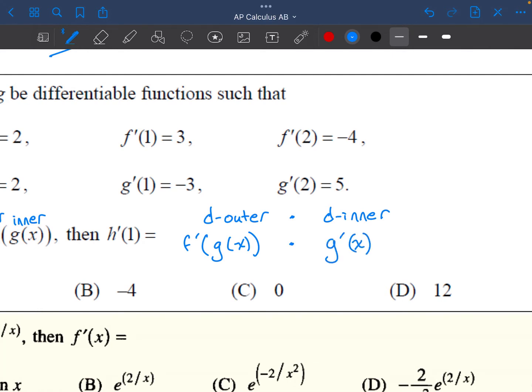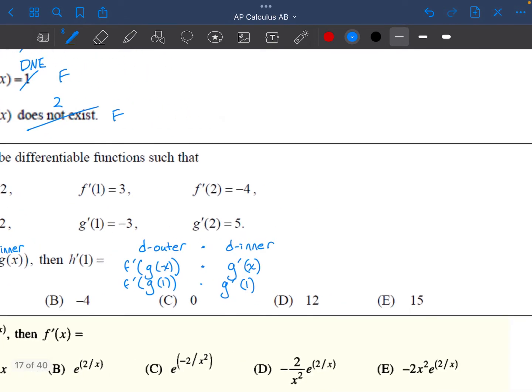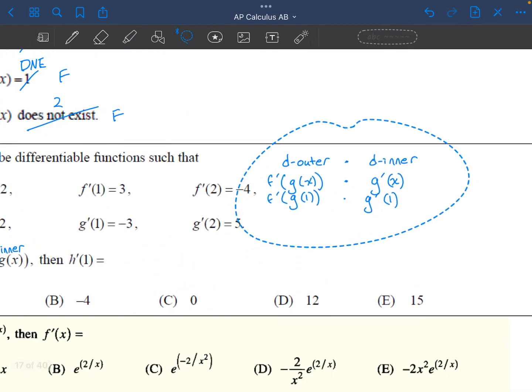All right, and now we just plug in 1. Everywhere you see an x, change it to a 1. So this is going to be f prime of g of 1 times g prime of 1. And I'm realizing that I'm going to run out of room. I'm going to go ahead and move everything over here. I think that's good enough.